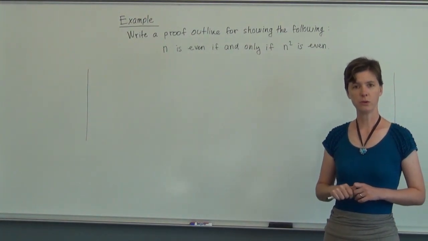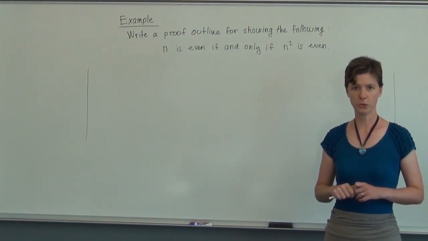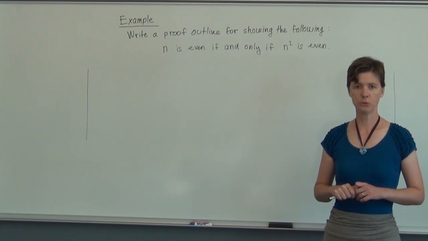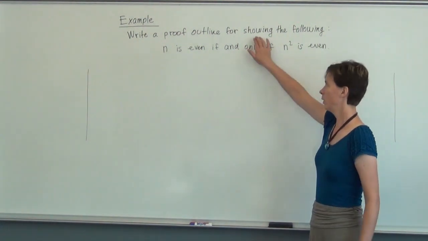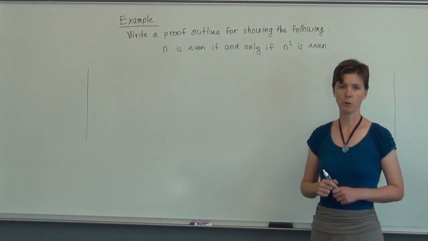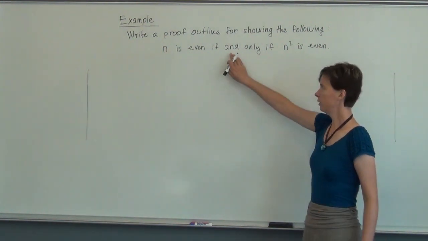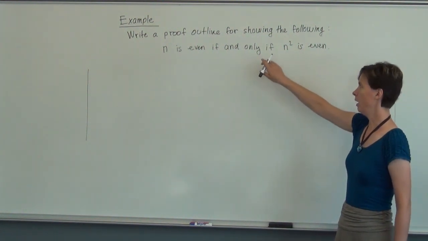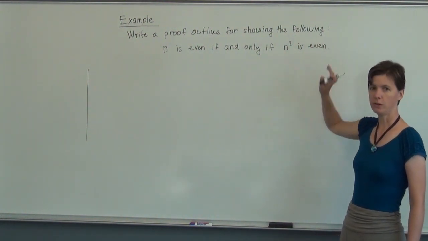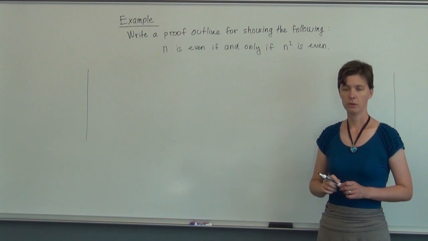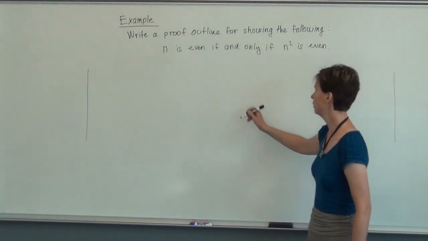Okay, so here is our first example of a biconditional statement. And all we're asked to do at this point is write down a proof outline for proving this statement. Let's take a look at it. n is even if and only if n squared is even. So this is an if and only if statement.